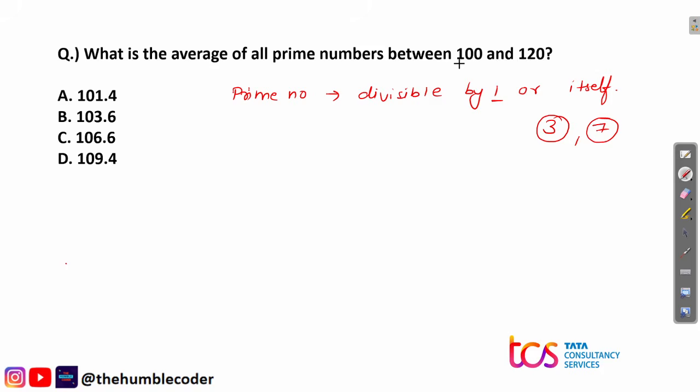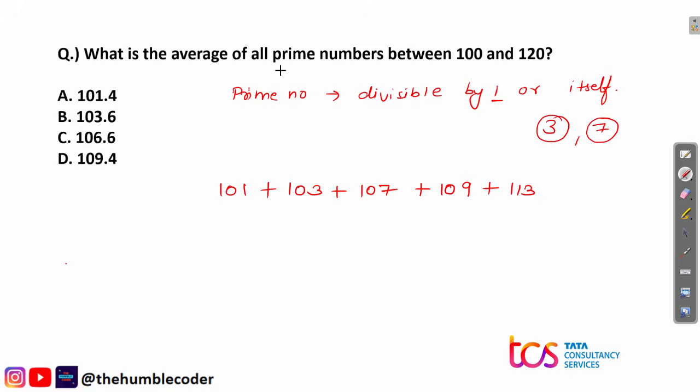100 is definitely not a prime number because it is divisible by 2. The next number is 101. 101 is a prime number. The next number in the series is 103. This is also a prime number. Then the next is 107, a prime number. Then next is 109 and the next is 113. The rest are all non-prime numbers. So now we have got these numbers.